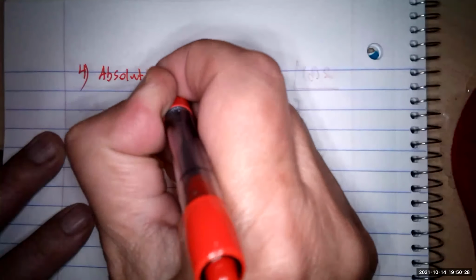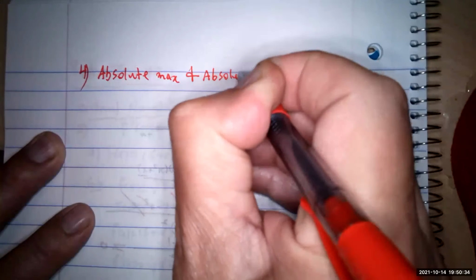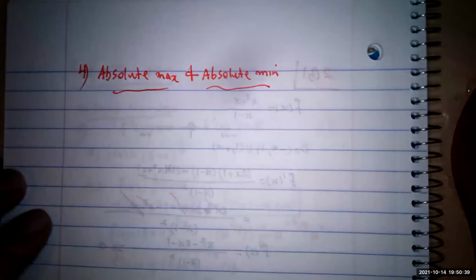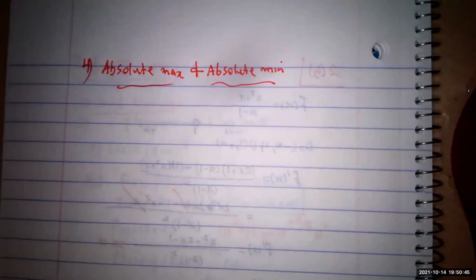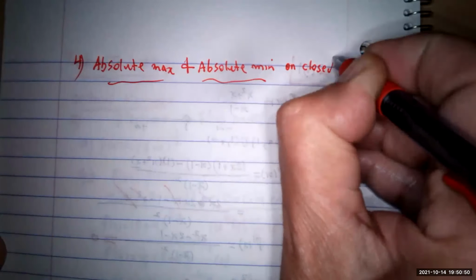Okay, so I go to number 4, according to the topics that we studied. So number 4, finding absolute maximum, absolute minimum. This is a very straightforward problem. We can do it only on a closed interval for the time being. Just to emphasize, closed intervals.